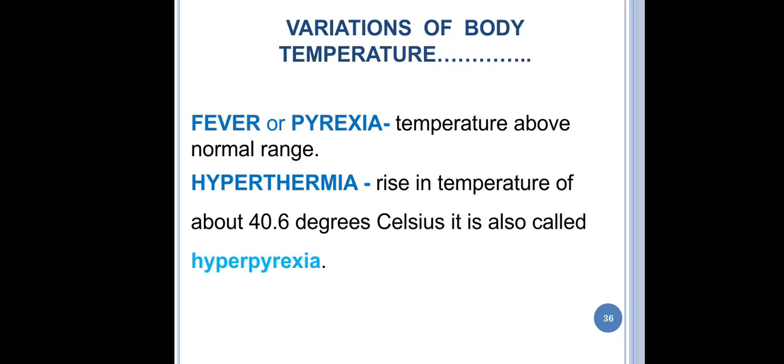Now let's look at another term, which is fever or pyrexia. Fever or pyrexia refers to temperature above the normal range. They can ask you these terms: what is pyrexia or what is fever? Then a rise in temperature above 40 degrees Celsius is also called hyperpyrexia. So you should know these things. They can bring ranges like a rise in temperature of about 40.6 degrees Celsius, and then they bring options like that.